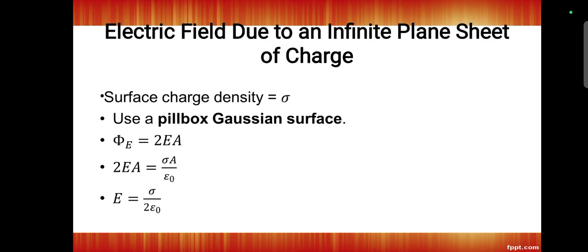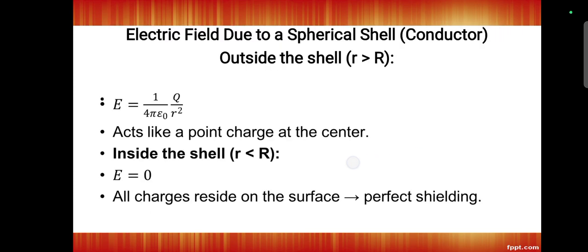Then the electric field due to an infinite plane sheet of charge. With surface charge density sigma, use a pillbox as the Gaussian surface. So phi is equal to 2 E A. So 2 E A is equal to sigma A divided by epsilon naught. From this, E is equal to sigma divided by 2 epsilon naught.